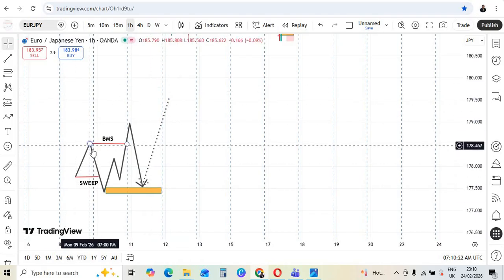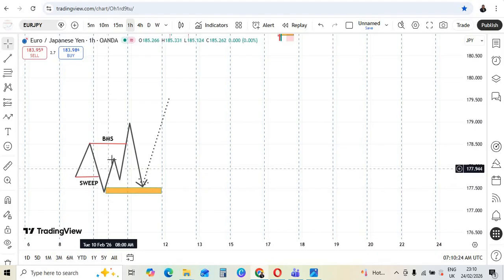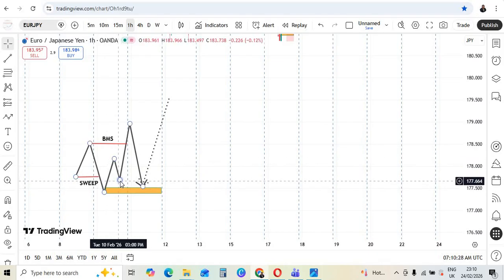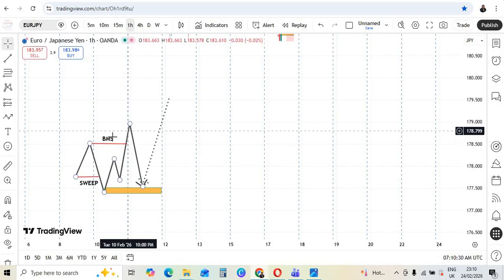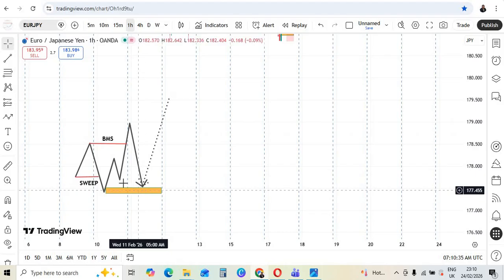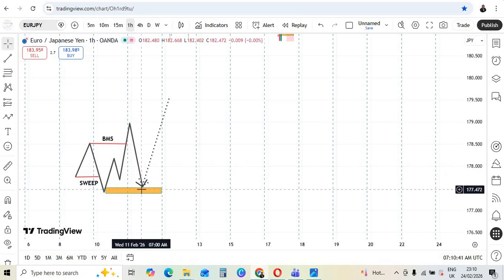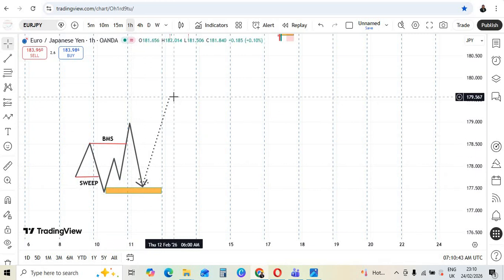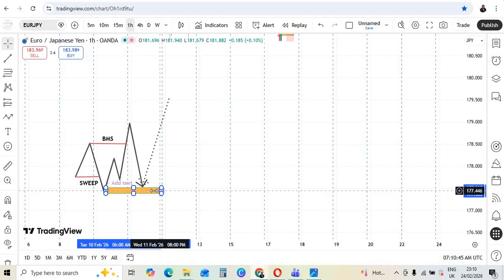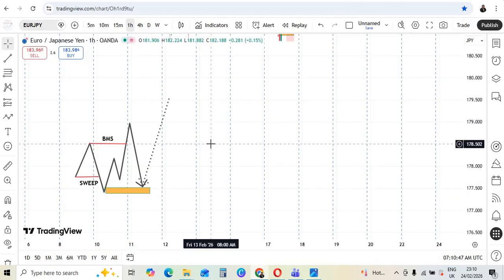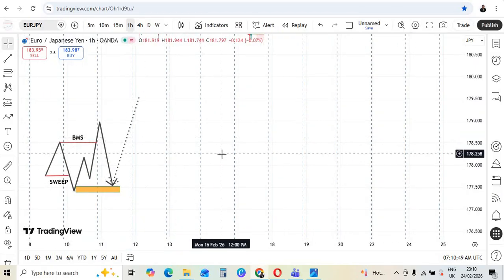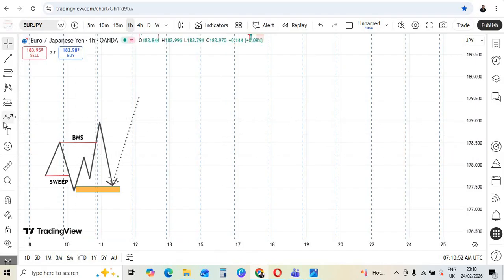So you can see we had a sweep, then price gave us a liquidity here, an inducement here, then went up to take out this high. Then we had a break. After the break, price came back to use this liquidity here to gain more momentum so that it can go to the upside. And that was exactly what we had here. So this is the first pattern.